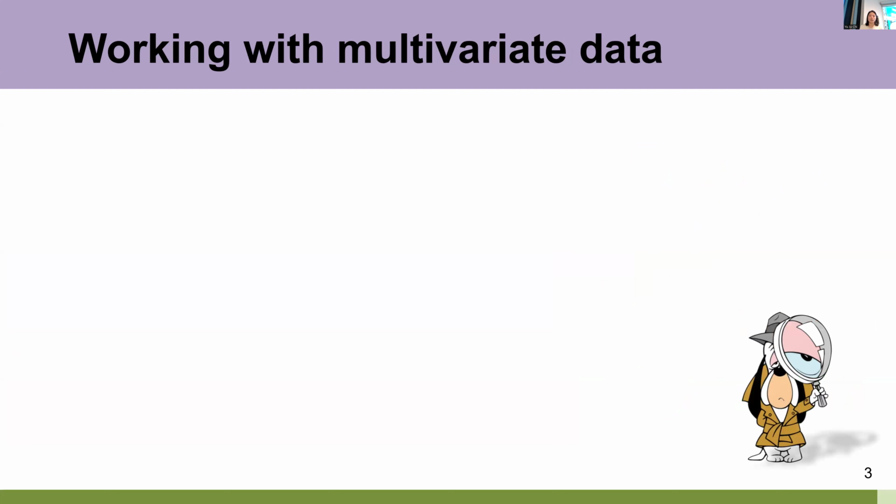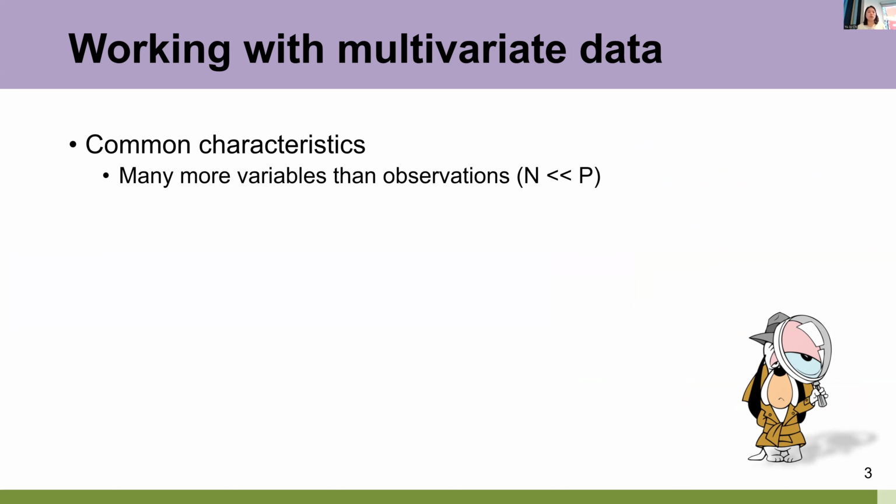So what is it like to work with multivariate data? A common characteristic of multivariate data is that usually there are many more variables than observations, and this could cause issues when running univariate analysis. For example, in regressions, when you're trying to predict something and you have more variables than people, then you tend to overfit your data. And traditionally, the statistical analyses that you learned from Stats 101 cannot handle this type of issue.